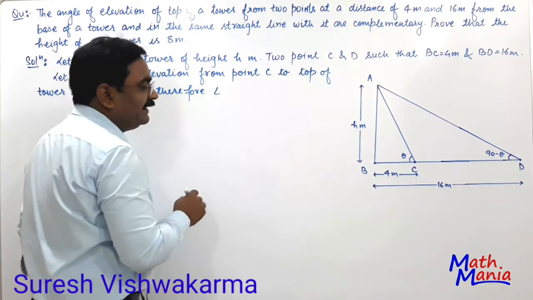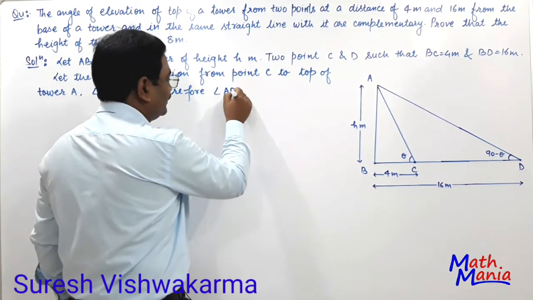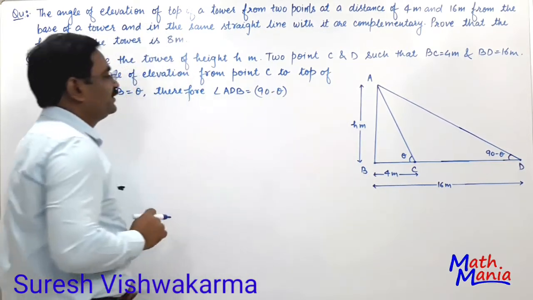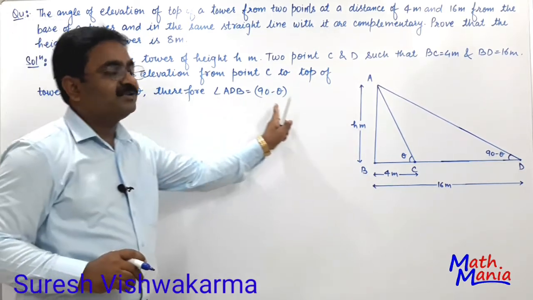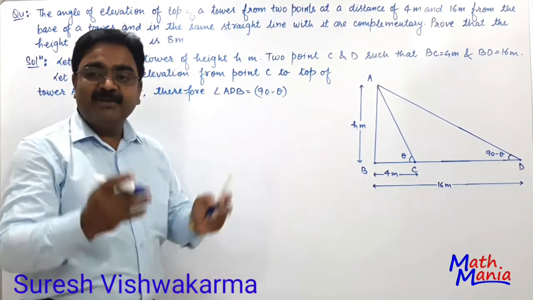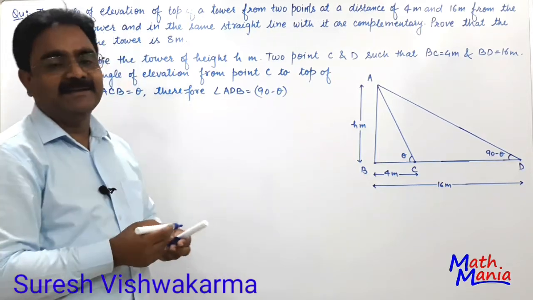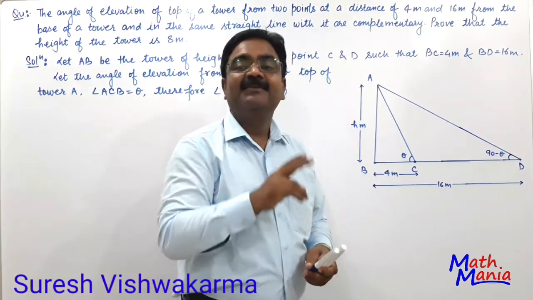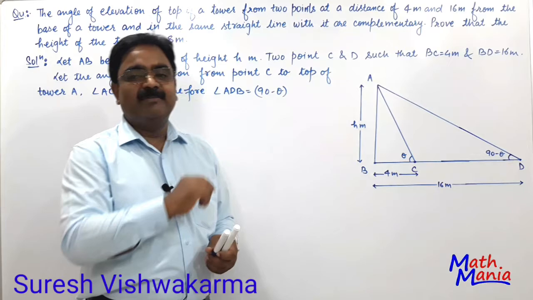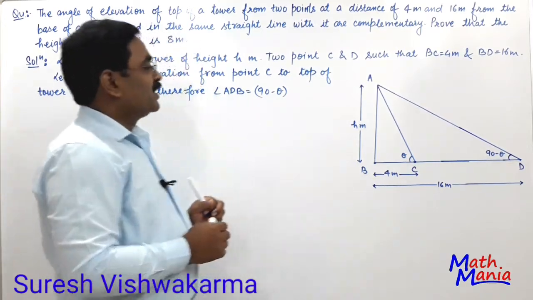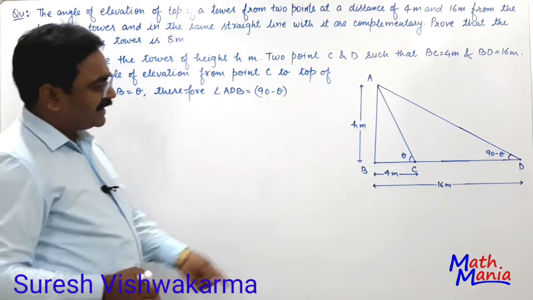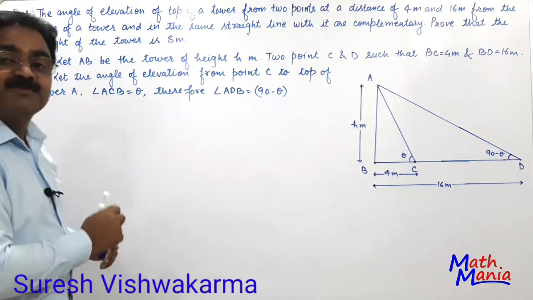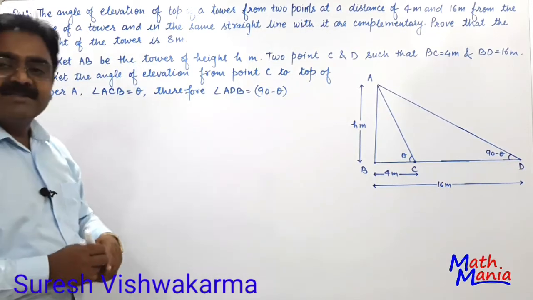Therefore measure angle ADB will be equals to 90 minus theta, as they are complementary to each other. Means if this angle is theta, so this will be 90 minus theta. You know that complementary means the sum of two angles is 90 degree. So when you add this theta and 90 minus theta, you will get 90, which proves that these two angles are complementary. Right? So let's see the solution of this question. Let us find out the height of this tower, and it must be equals to 8 meter. Then it is proved that the height of the tower is 8 meter.